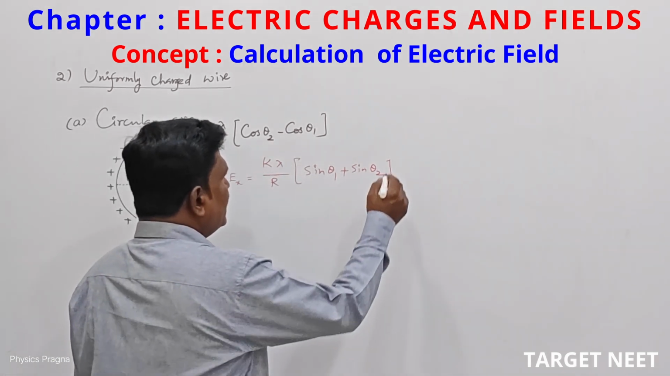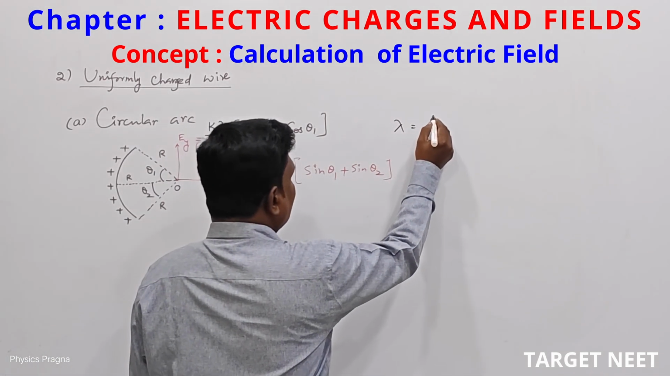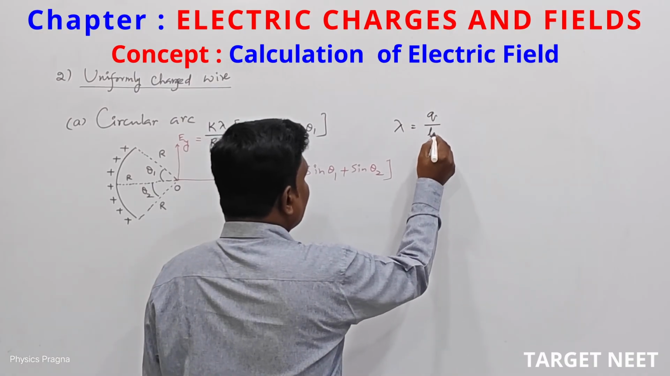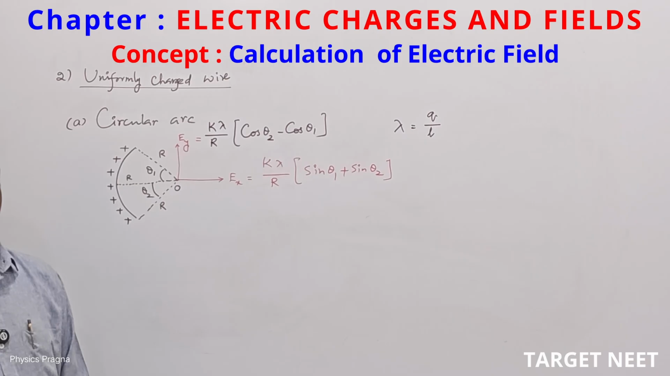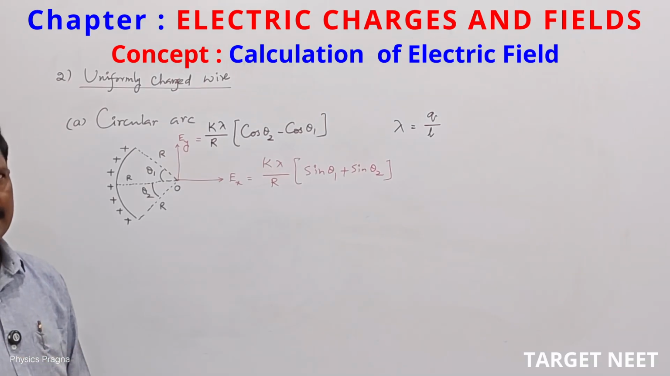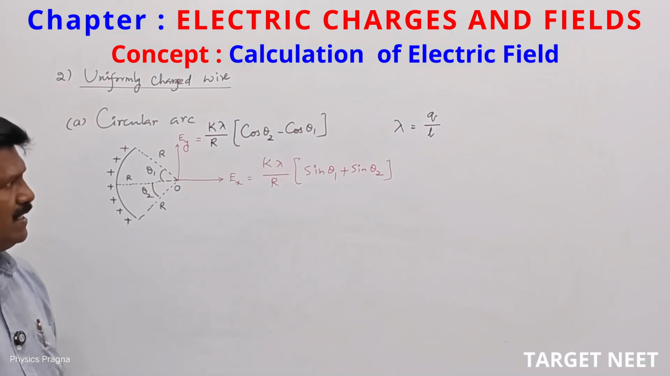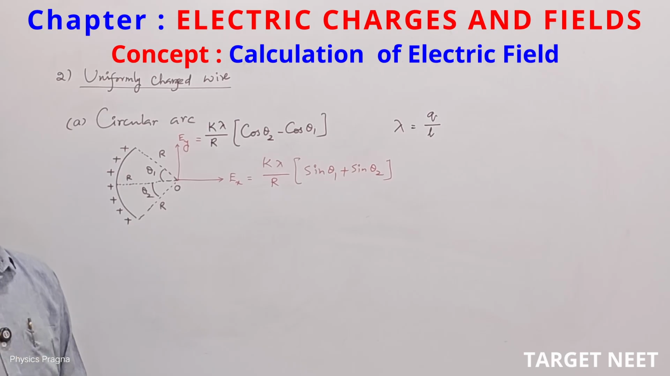Here, the linear charge density lambda is equal to charge per length. Why? Because along the length of the wire, positive charges are spread. In previous examples, charge is spread on the area, so areal charge density, surface charge density we have taken. Here linear charge density we have taken because it is a wire.